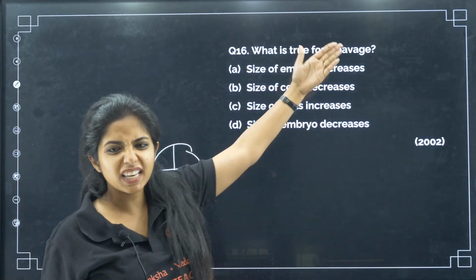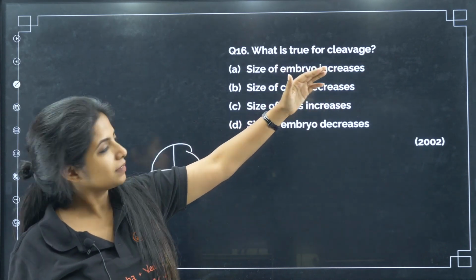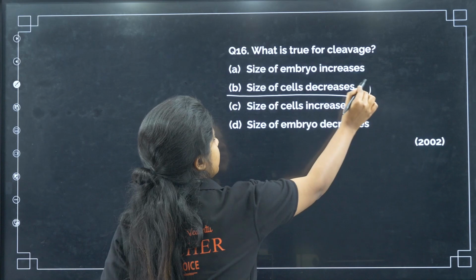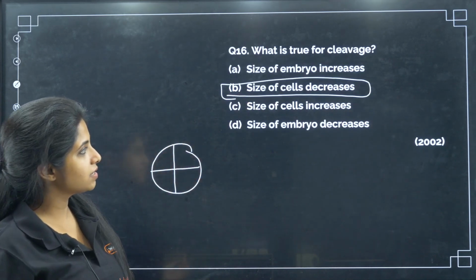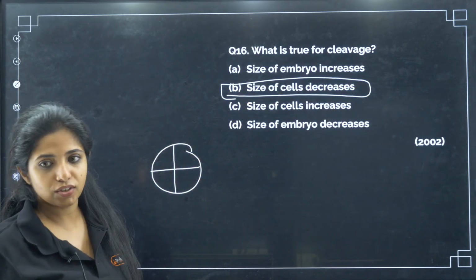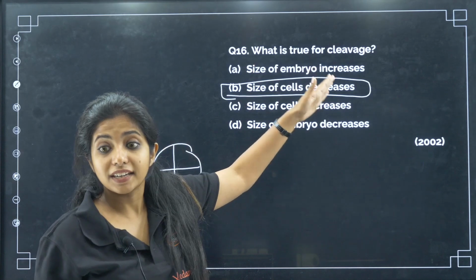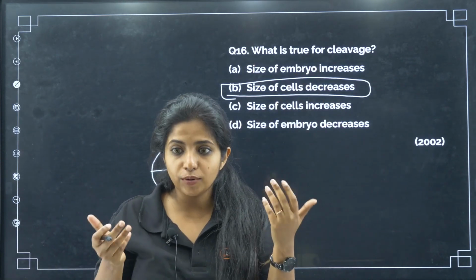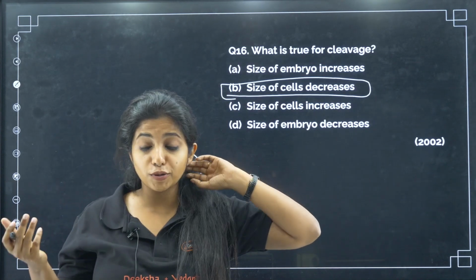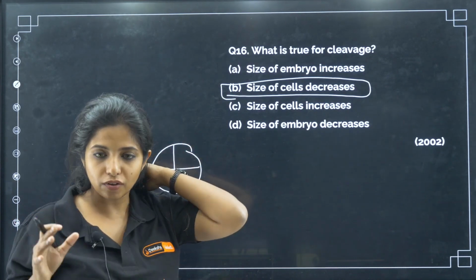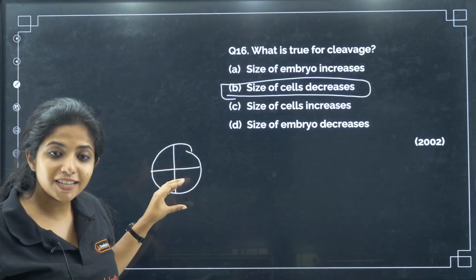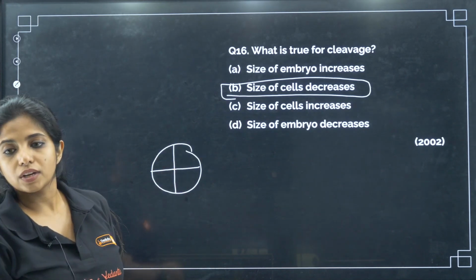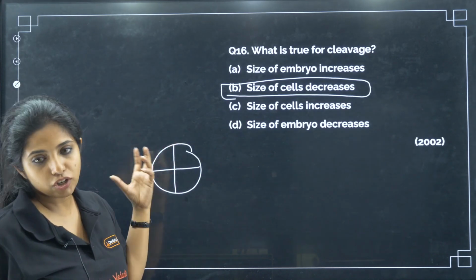Size of embryo increases. Okay, size of cells decreases. Yes, for sure. Size of cells increases, size of embryo decreases? No. It is size of cells that decreases, my dear children. The cell's size would be decreasing. This is apt. The size of embryo increases, you might think that is also correct, ma'am. But if we talk about cleavage in general, my dear children, isn't the cell size decreasing? So there is something more apt over here, and you should be going ahead with that. So the size of the cells would be decreasing because there is cleavage happening.